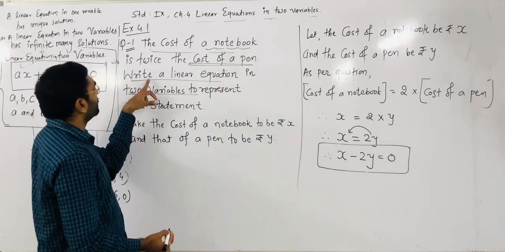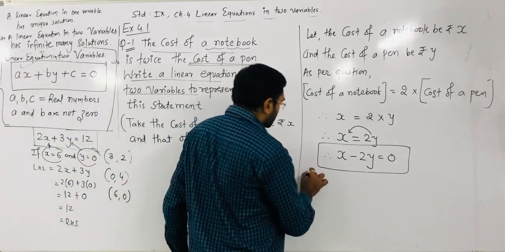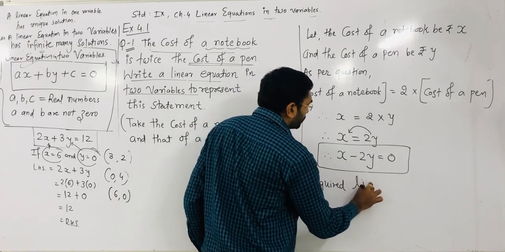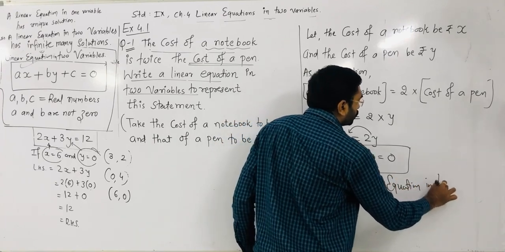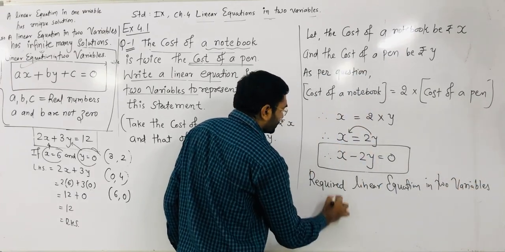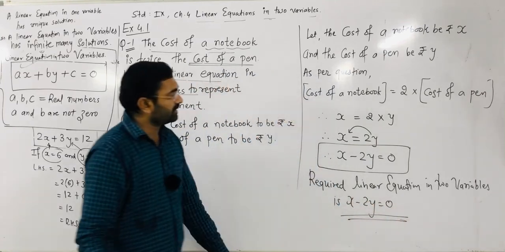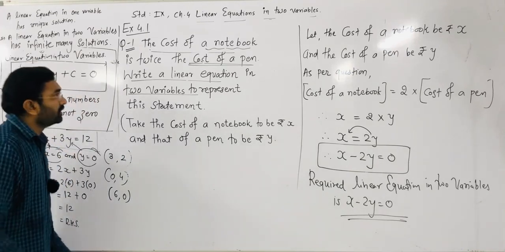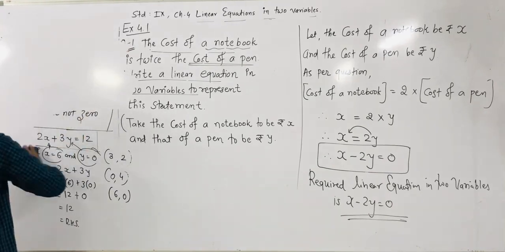They already mentioned, write a linear equation in two variables to represent the statement. So here we have to mention our answer in statement form. The required linear equation in two variables is x minus 2y is equal to 0. So that is our answer. I hope all of you are clear with that. Now we have to solve question number 2.